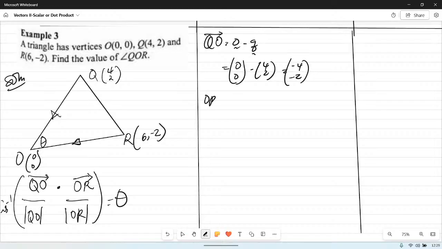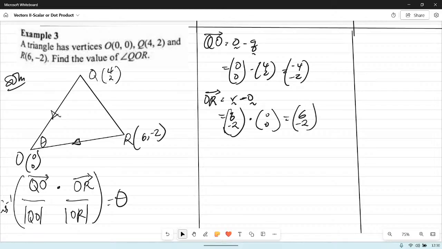Then O minus R, 6, negative 2, so it becomes negative 6, 2. So you should find the angle. Now let's find the dot product of them.